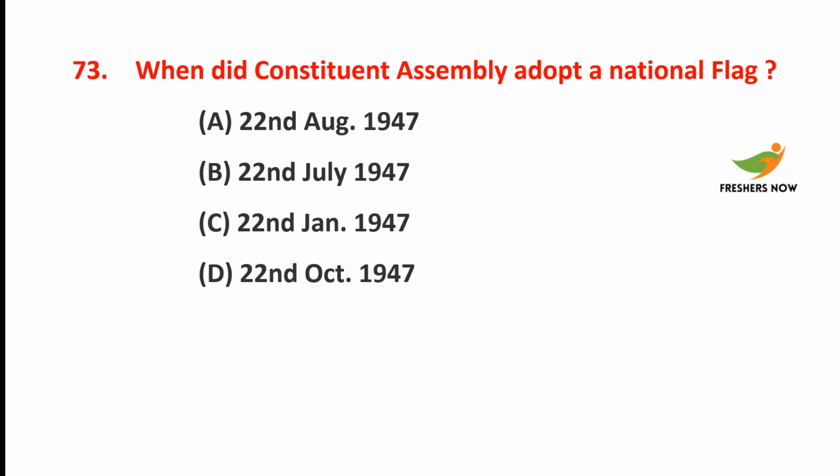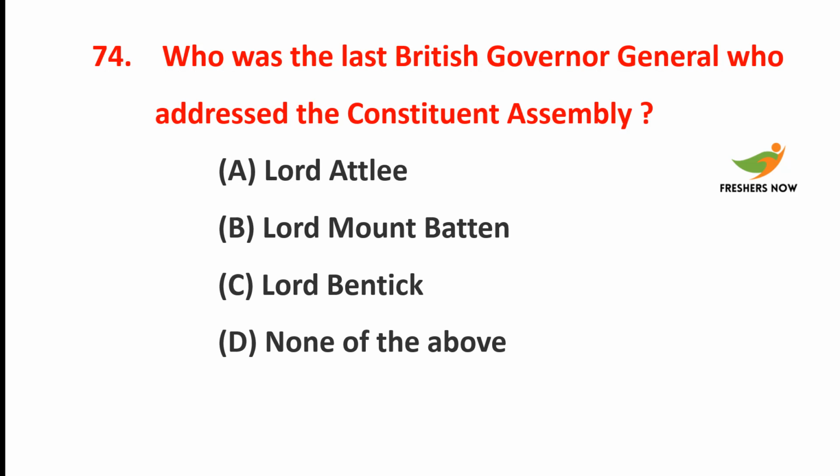73rd question. When did Constituent Assembly adopt a national flag? And the answer is B, 22nd July 1947. 74th question. Who was the last British Governor General who addressed the Constituent Assembly? And the answer is B, Lord Mountbatten.